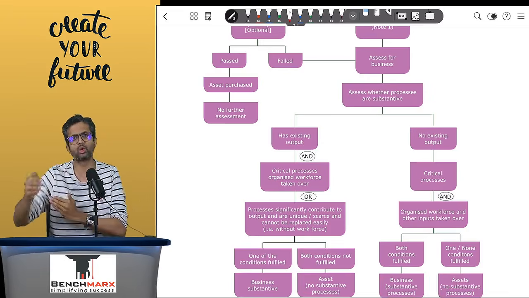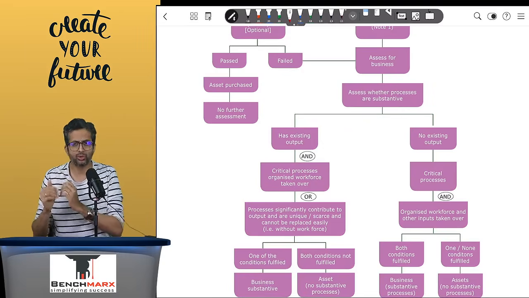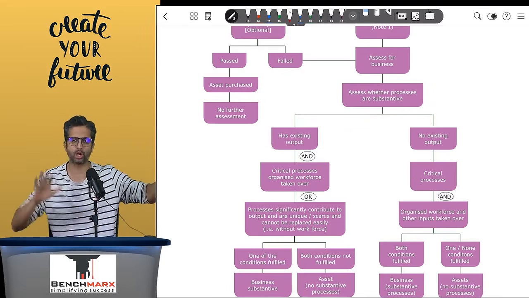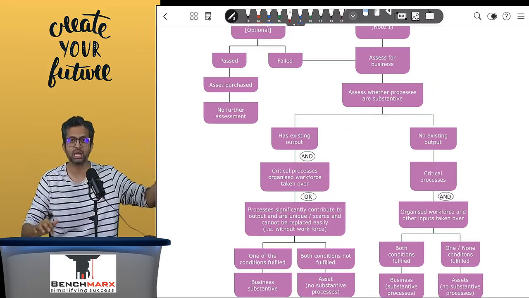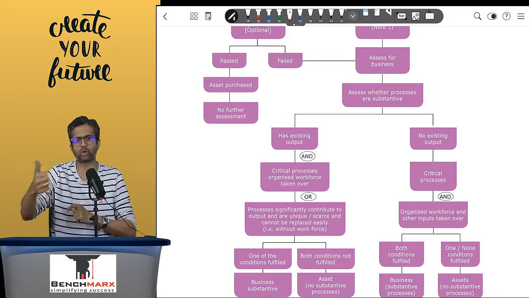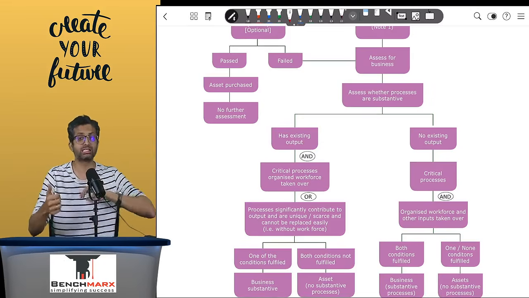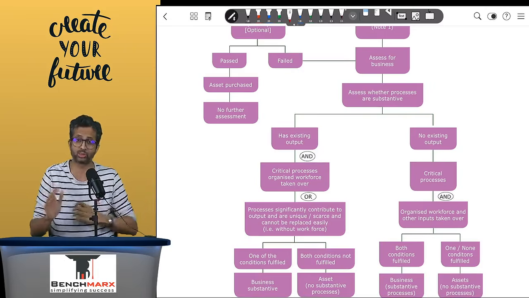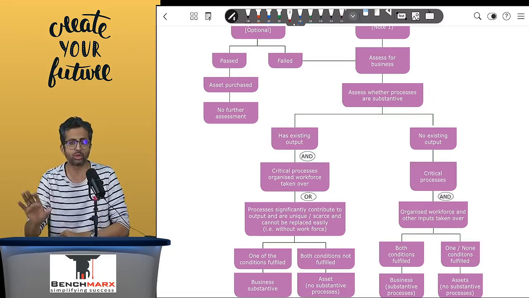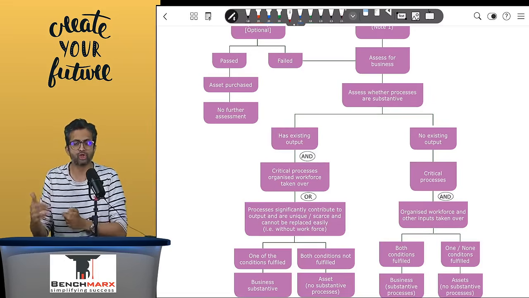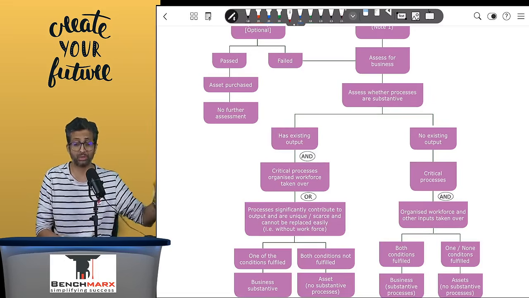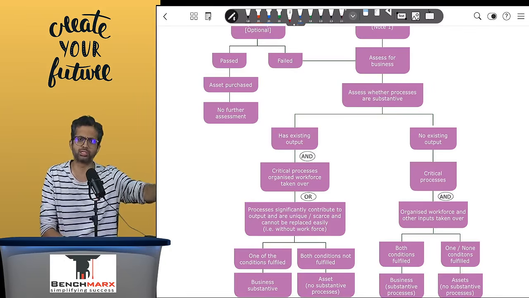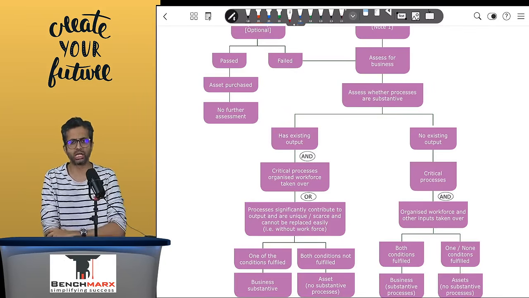So you can directly go on to the assessment of business. If you assess for business, you see whether there's existing output or no existing output. If there is no existing output, then you need to take over assets along with the organized workforce. That same condition is also there for existing output, that you need to take over assets along with the organized workforce. However, if you decide not to take over the workforce, then your processes should be so unique or scarce that they are difficult to replicate. If one of these two conditions is fulfilled, then it is a business. Otherwise, even over here, there's an asset purchase.